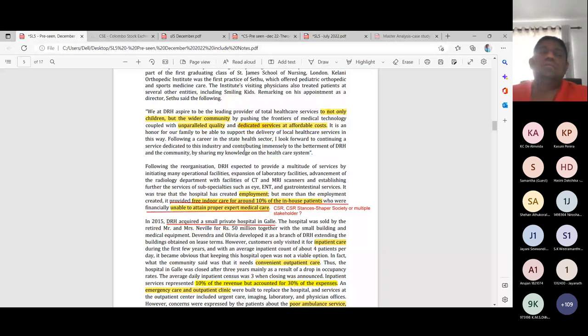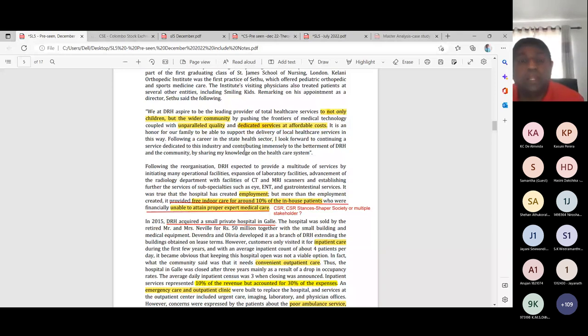Value for money strategy. It is an honor for our family to be able to support the delivery of local healthcare service in this way. Following a career in the state health sector, I look forward to continuing a service dedicated to this industry and contributing immensely to the betterment of DRH and the community by sharing my knowledge of the healthcare system.